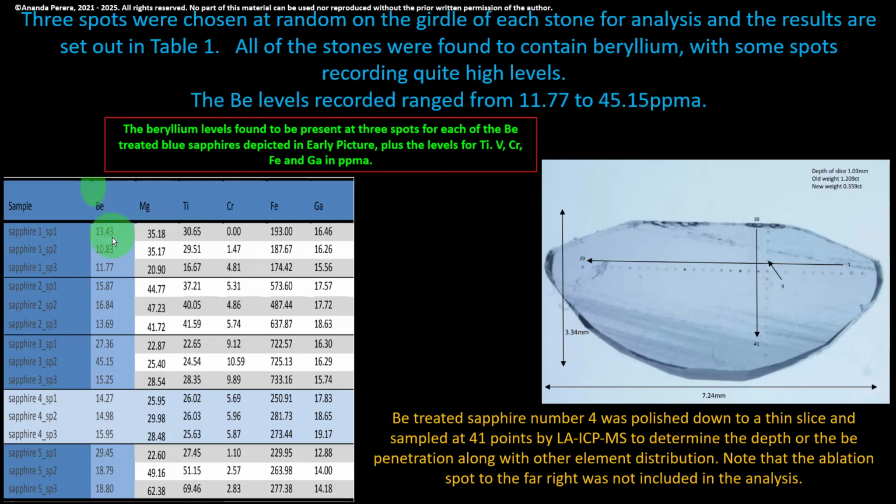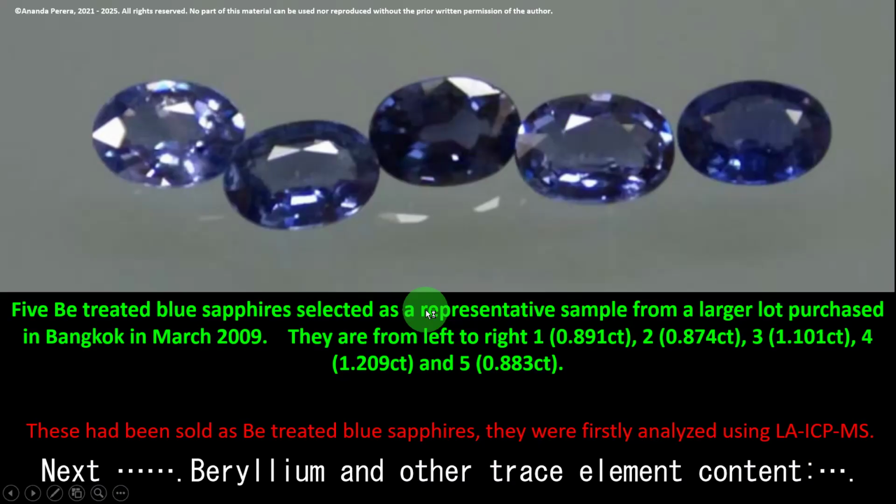The beryllium found: beryllium 13.43 in sample 1. Second one 15.87. Third one 27.36. Fourth one 14.27. Last one 29.45. It is a very high rate. The magnesium rate is here in the 5 samples. These 5 samples, 1, 2, 3, 4, 5 are here.